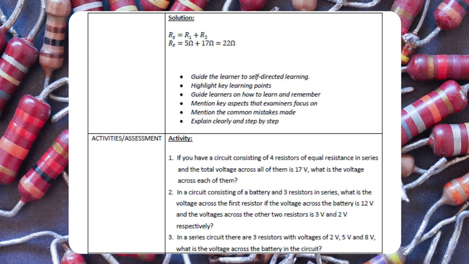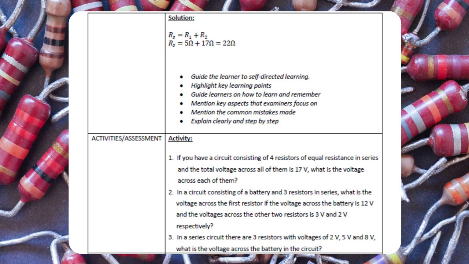Activity/assessment. Activity 1. If you have a circuit consisting of 4 resistors of equal resistance in series and the total voltage across all of them is 17 V, what is the voltage across each of them? 2. In a circuit consisting of a battery and 3 resistors in series, what is the voltage across the first resistor if the voltage across the battery is 12 V and the voltages across the other 2 resistors is 3 V and 2 V respectively?